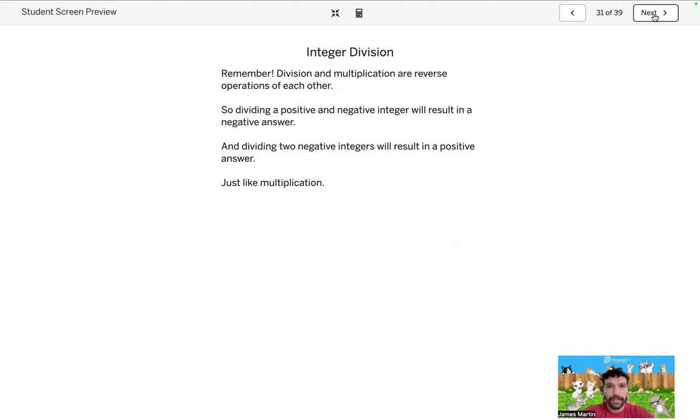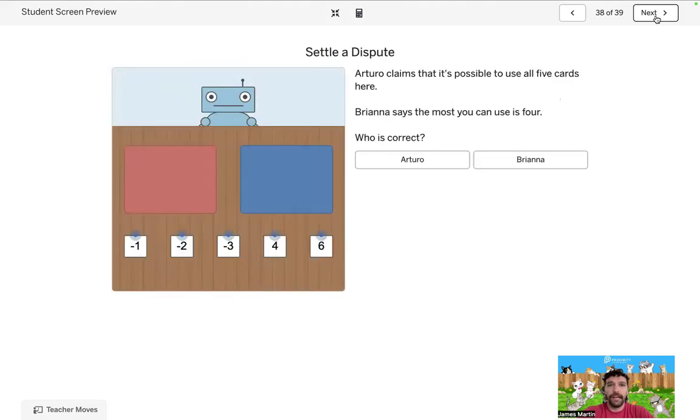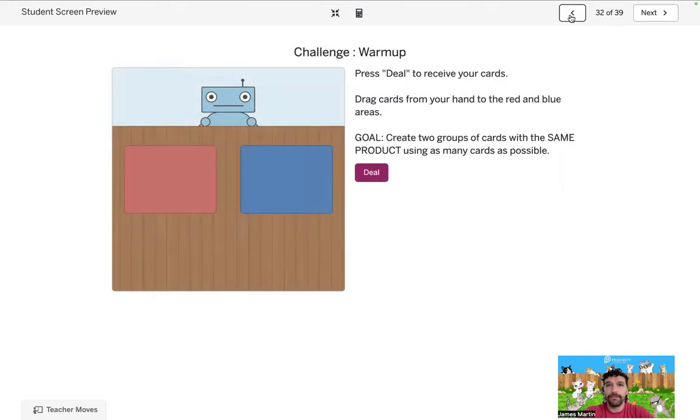All right. So now the next few slides from slide 32 to 38, I want you to answer these questions. So I'll show you how to do it with 32. You can also read it here. So it says press deal to receive your cards, drag cards from the hand to the red and blue areas. The goal is to create two groups of cards with the same product using as many cards as possible. So let's take a look.